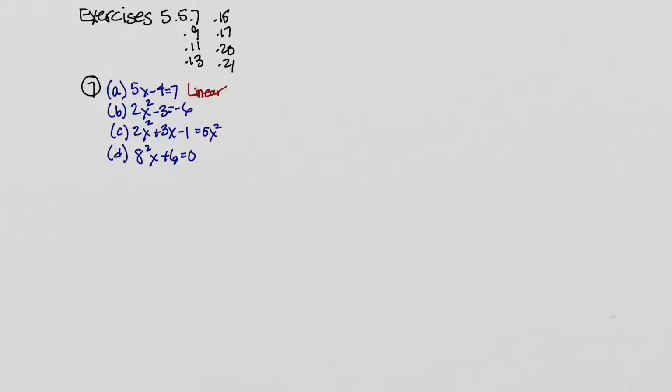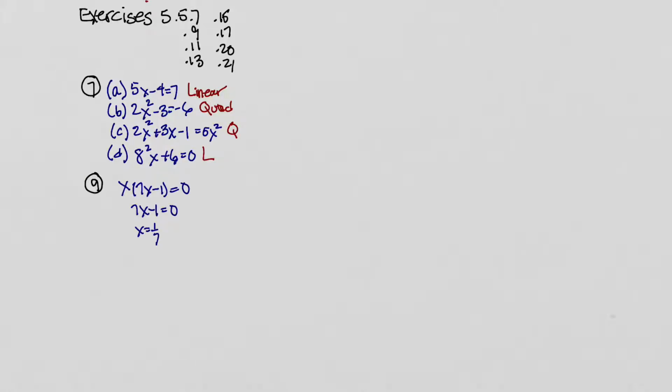In the second one, I'm going to say this one is quadratic because the highest exponent here is 2. In number 3, I'm going to classify this one also as quadratic because the highest exponent is 2. And in D, this is a little tricky here. Be careful. The exponent is on the constant, not on the variable. So the highest exponent on the variable here is a 1, so that's going to make this one linear.